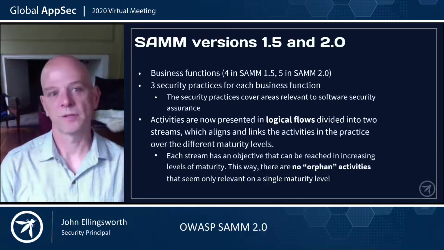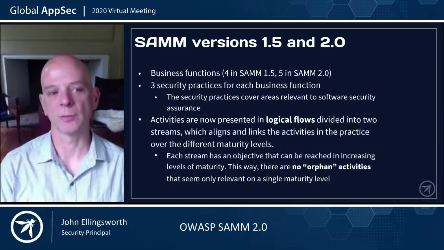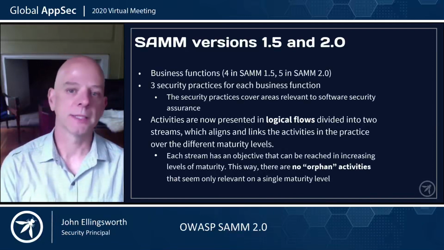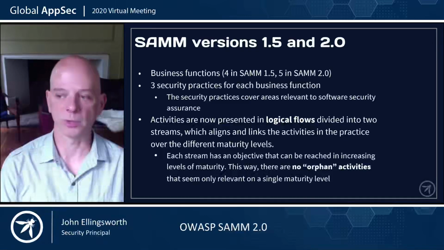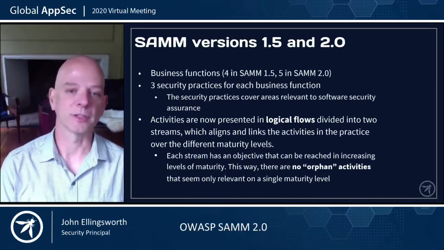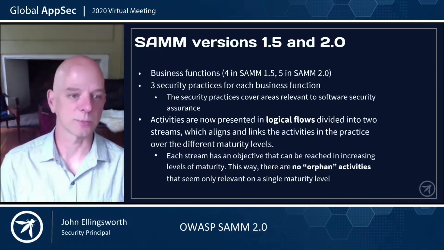So SAMM versions 1.5 and 2.0. Some big changes between the two, primarily with regard to the number of software development business functions that exist within the framework. In 1.5, there are 4. In SAMM 2.0, there are 5. Some of them were reevaluated in terms of their specific criteria, as well as recognizing that things like Scrum and DevOps and DevSecOps have basically required the evaluation of maturity to be redefined. So new functions were added as well.